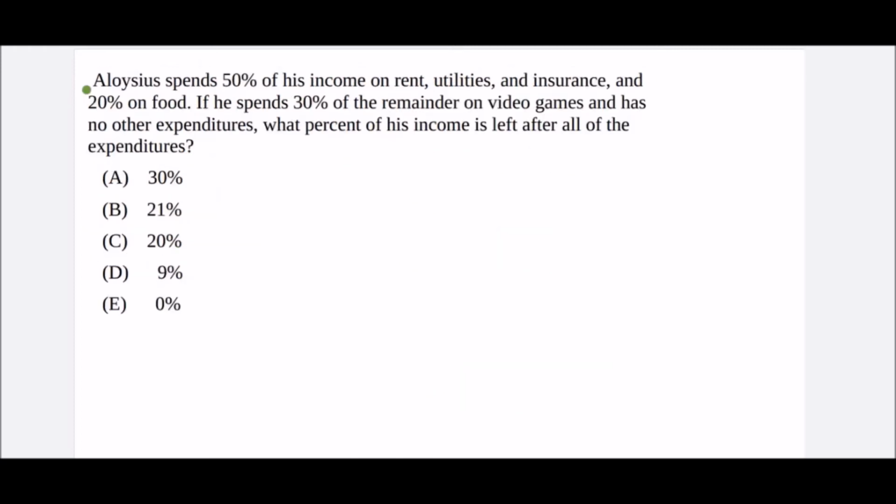Here is our next question. Aloysius spent 50% of his income on rent, utilities and insurance, and 20% on food, right? If he spent 30% of the remainder on video games, see the word here, 30% of the remainder on video games, and has no other expenditure, what percent of his income is left after all of the expenditure? So we have to find the remaining percentage of the income. So 50% he already spent, 20% is also spent on food, so that will become a total of 70%. So the remaining will be 30%.